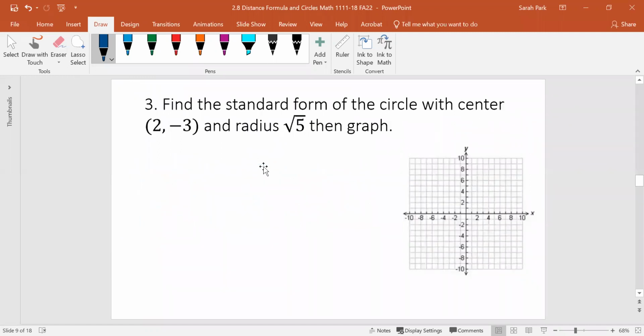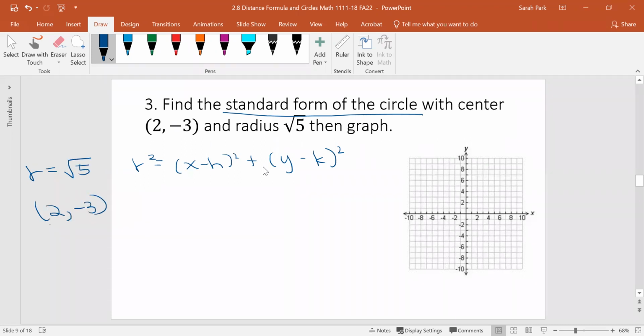Let's find the standard form of the circle with center 2, -3, and radius square root of 5, and then let's graph this circle on this coordinate plane. Again, the standard form of the circle from the previous page is r squared equals x minus h squared plus y minus k squared. And we know the square root of 5, that's our radius. So let's label that radius as square root of 5. And our center point is 2, -3. That's our h, k value. Okay, so let's plug it in.